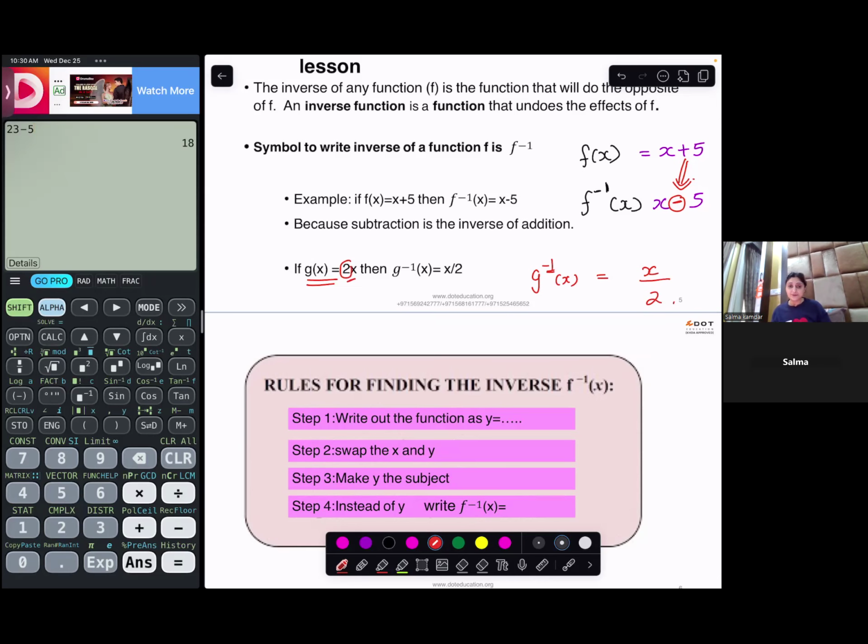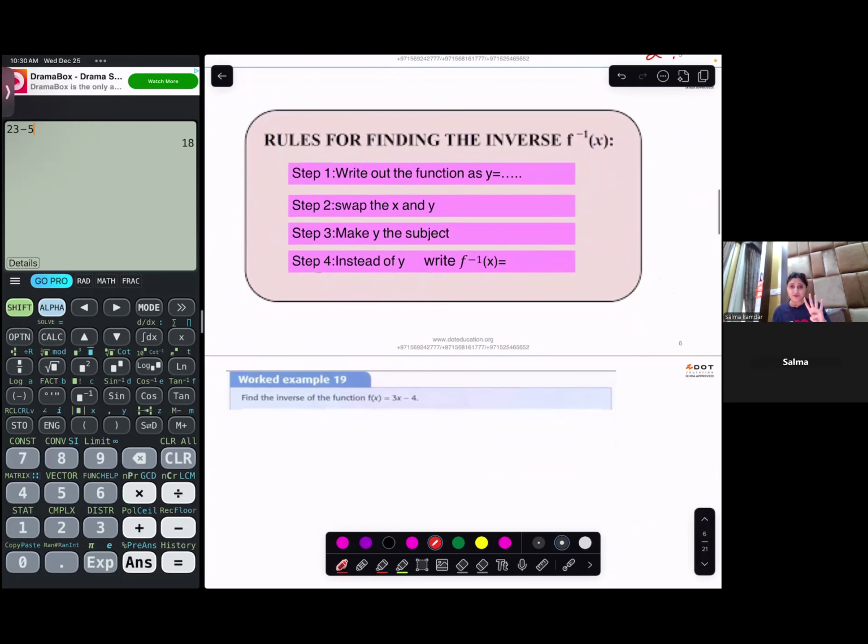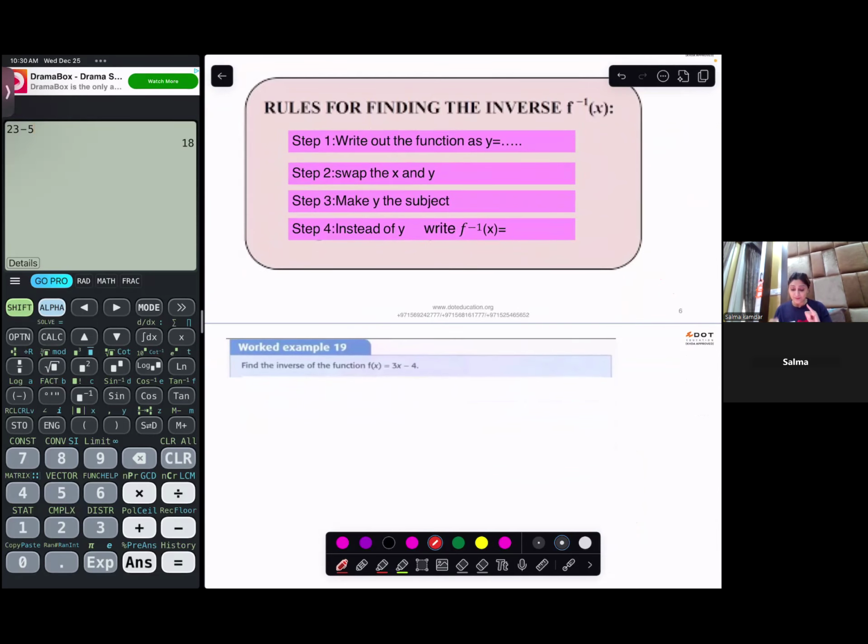There is a method to do this. Four steps you have to follow. Write out the function y is equal to. Swap the x and y. Make y the subject. And instead of y, you will write f minus 1 of x. So four steps: write the function, that is write f of x; swap x and y; make y the subject; and instead of y, write f minus 1.